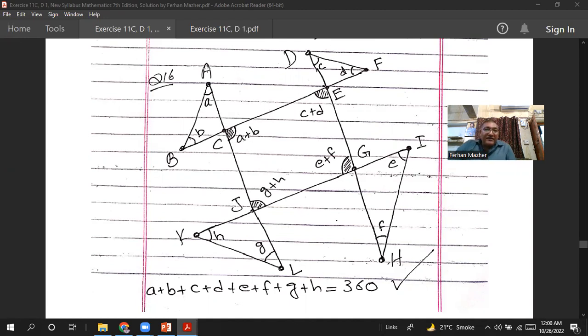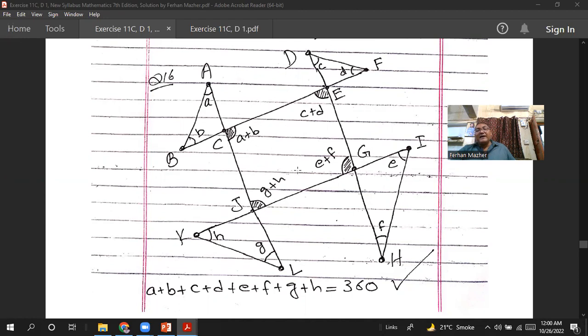So try to understand. This angle where the cursor is is A plus B, and this angle is also A plus B. This angle here is C plus D, and this one is also C plus D. This angle where the cursor is is E plus F, and this one is also E plus F. This is G plus H, and this angle is also G plus H.